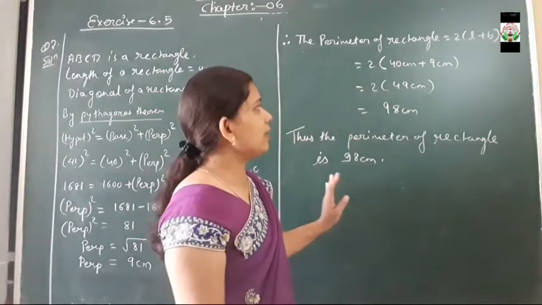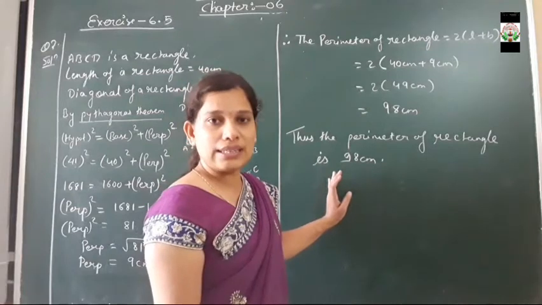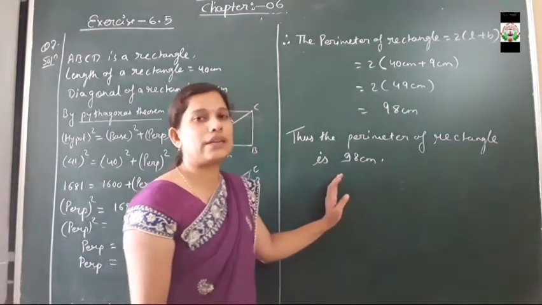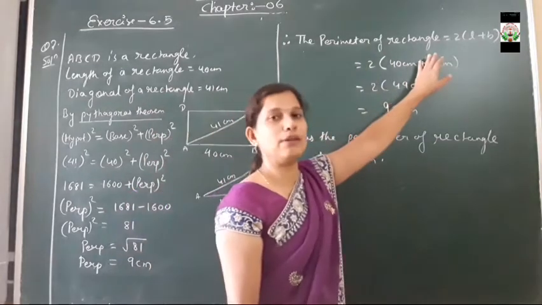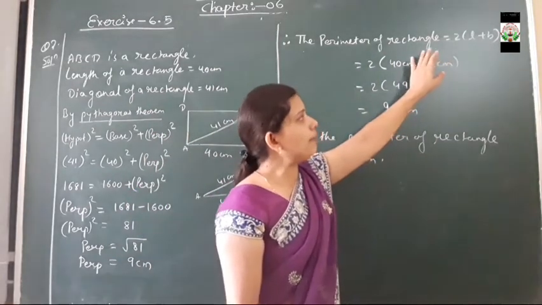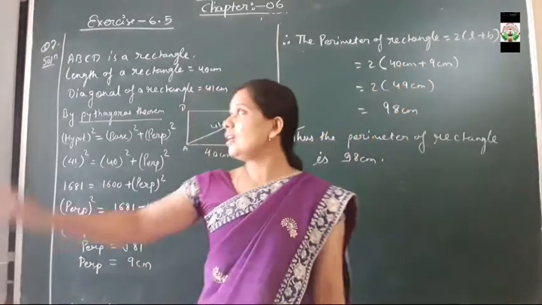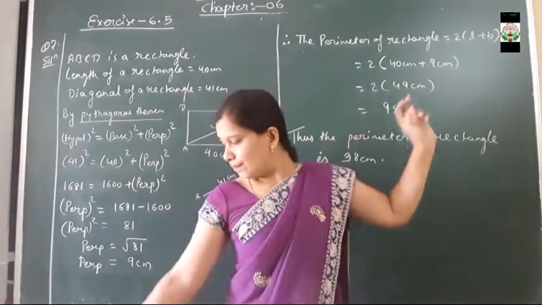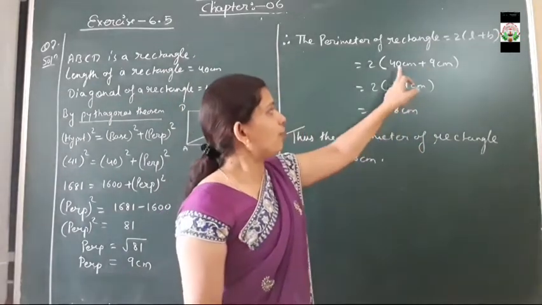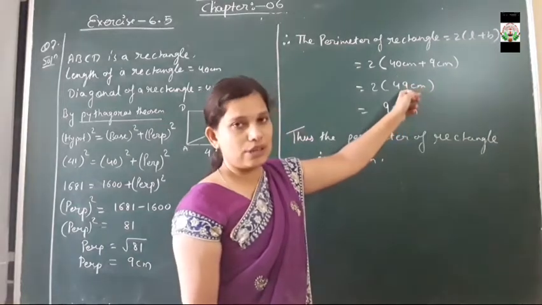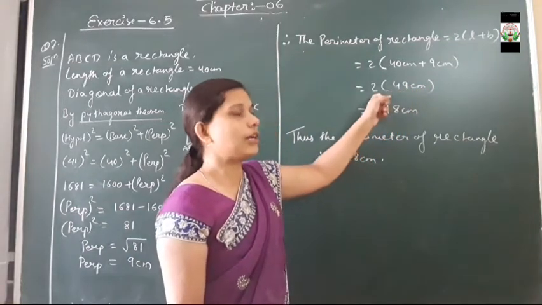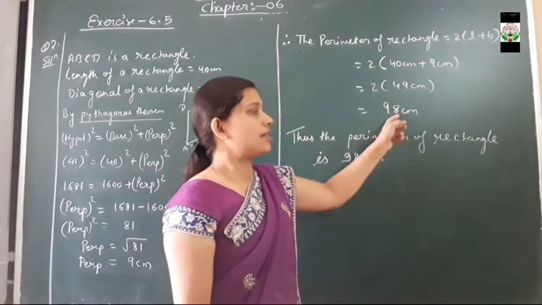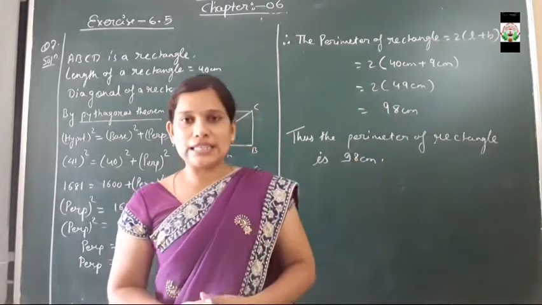Okay. After finding the square root of 81 as 9 centimeter, the question asks you to find the perimeter of a rectangle. So what is the formula for the perimeter of a rectangle? It is 2 into L plus D, where the L value is already given in the question, that is 40 centimeter. The D value we found as 9 centimeter. So 40 centimeter plus 9 centimeter will be 49 centimeter. That 49 will be multiplied with 2, which comes from the formula. So 2 into 49 centimeter will be equal to 98 centimeter.